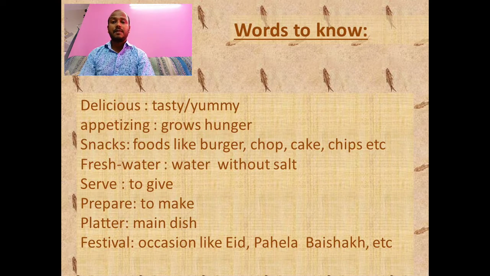Then the next one is platter. Platter means main dish. Platter is a combination of some foods. When we take lunch and dinner, our staple food is rice, and with rice we eat curry, lentil soups, meat, fish, and so on. So platter means a combination of some foods. Nowadays we can see many restaurants offer some platters. That means some items of foods.